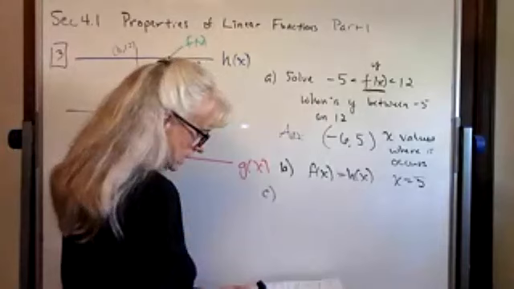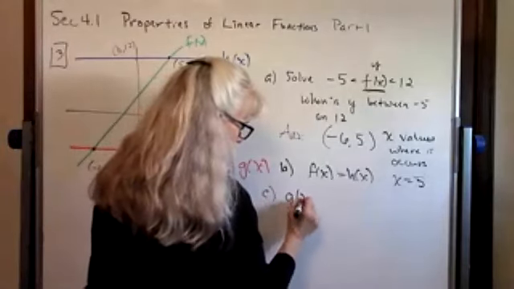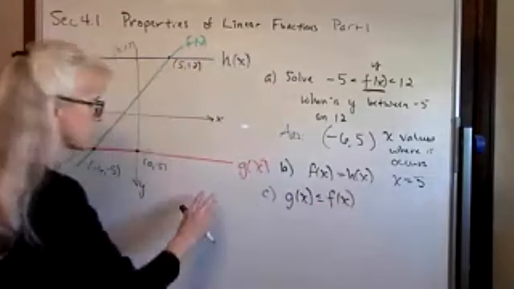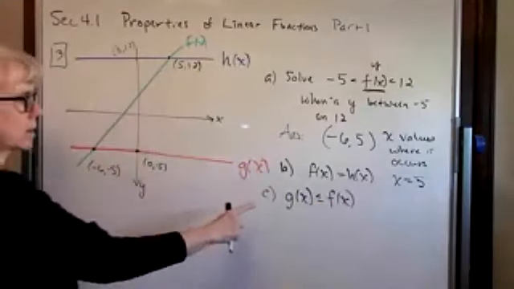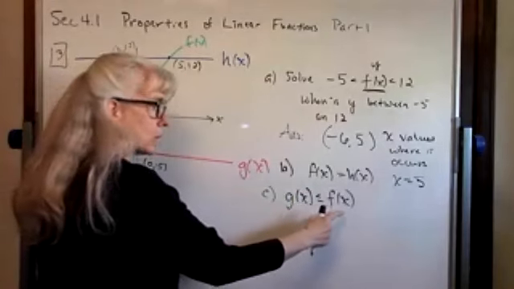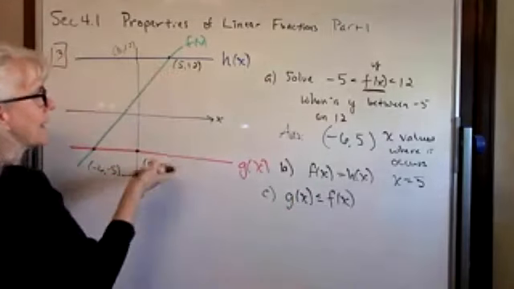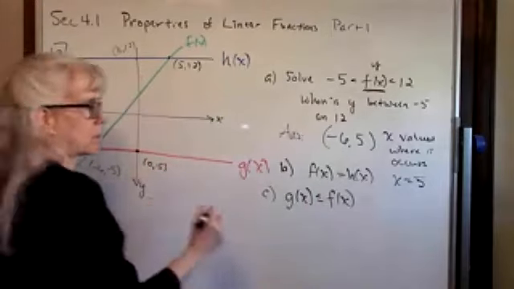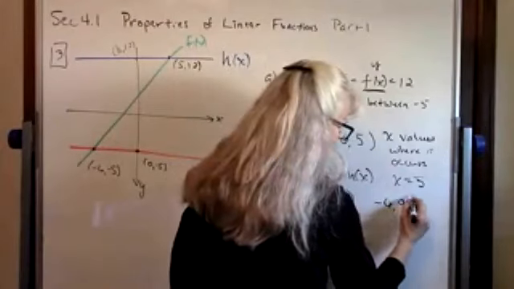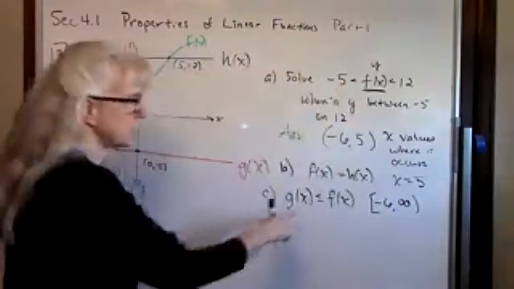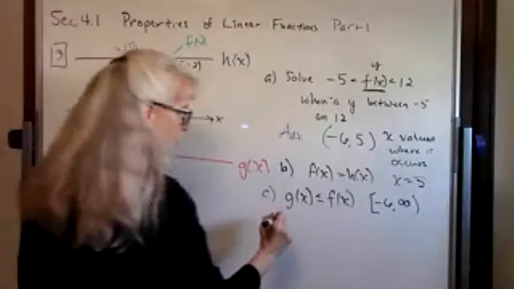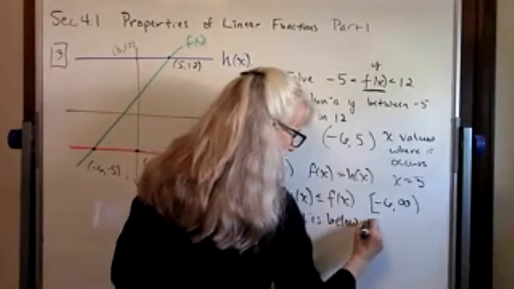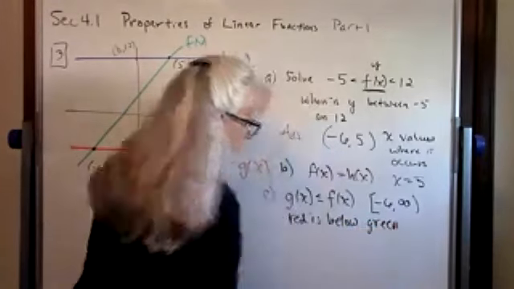Part C is asking you to solve g of x is less than or equal to f of x. So g of x is the red line, f of x is the green line. They want the red line to be below the green line. So where is the red line below the green line? Well, the red line is on the bottom from -6 on. So we're going to use -6 to infinity. And we're going to use a bracket there because the inequality's got the equal to. So again, this is asking for where the red is below the green on my color coordinated picture.